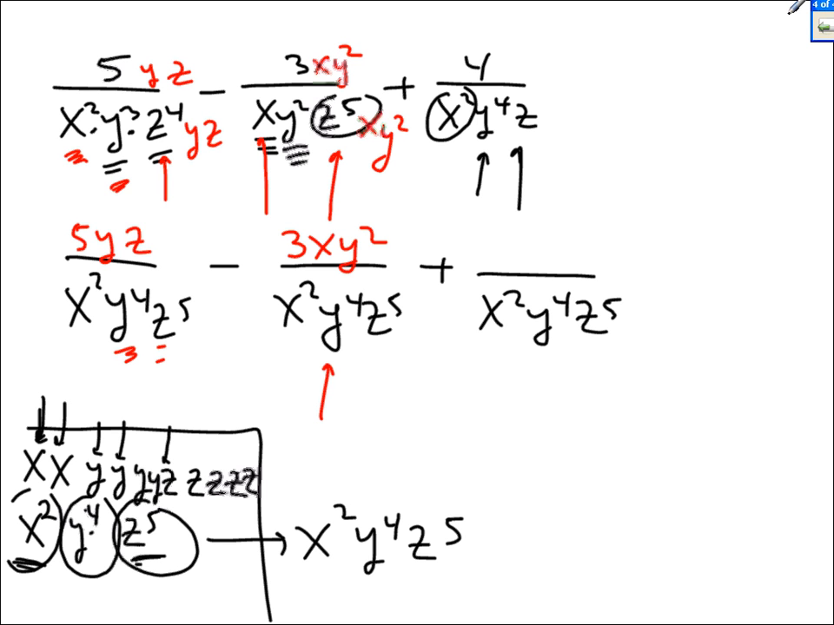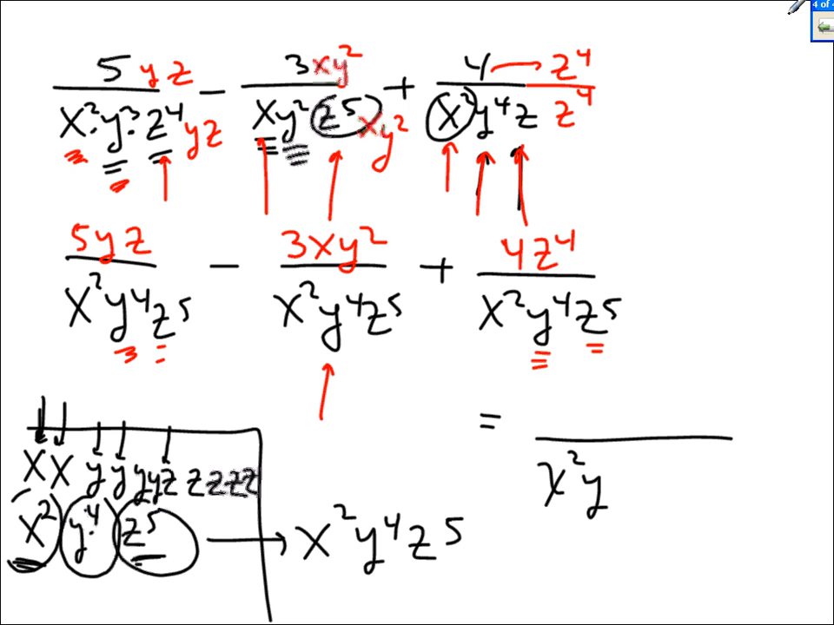The next fraction. I need x squared, but I have it. I need y to the 4th, but I have it. I need z to the 5th, but I only have z. So I multiply by 1, z to the 4th over z to the 4th. So the numerator will be 4 times z to the 4th. And now I'm ready to write down the final answer. Do it right here. The bottom's not changing, so basically just copy it down.